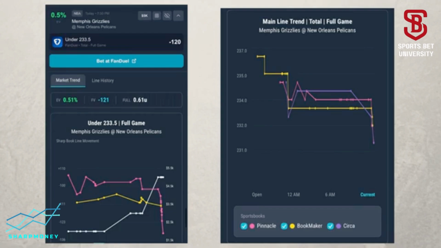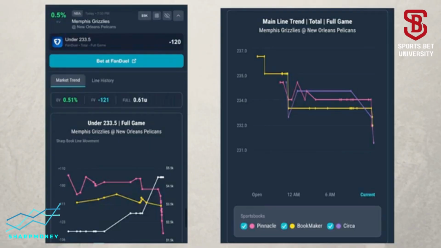We can see Bookmaker had their main line set at 236.5, and that yellow line dropped all the way down to 232. So that is a massive move towards the under. Going from 236 down to 232 is a 4-point swing towards the under. That means they're moving the line towards the under. It's becoming more favorable. So you can see Circa moved that direction, Pinnacle moved that direction, and Bookmaker moved that direction as well. So this makes it such a good play.